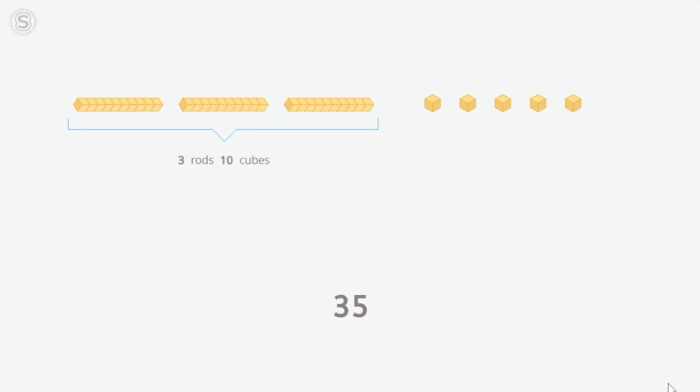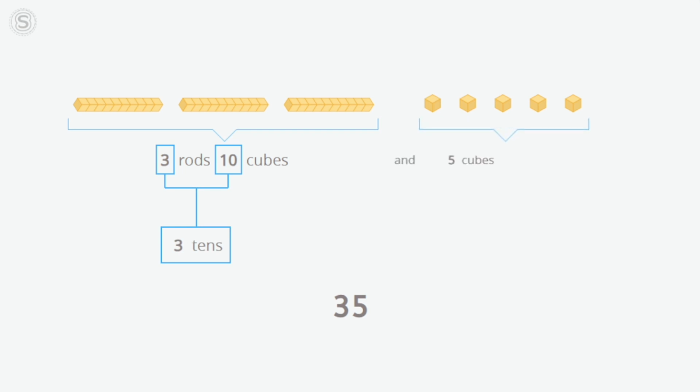Three rods of 10 cubes are 3 tens, and 5 cubes are 5 units. 3 tens and 5 units form the number 35.